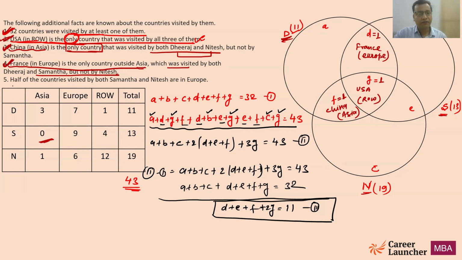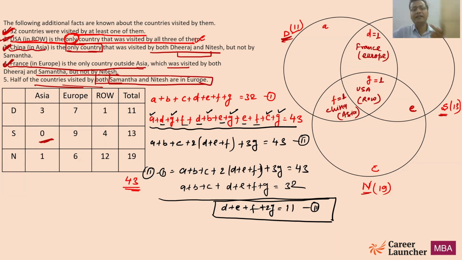Now look at the fifth statement. Half of the countries visited by both Samantha and Nitesh are in Europe. But as of now, we don't know what the countries visited by Samantha and Nitesh are, right? The total number of countries visited by Samantha. But look at this. What is the meaning of the statement? Half of the countries visited. Forget about the first part. Now look at this. Visited by both Samantha and Nitesh in Europe.